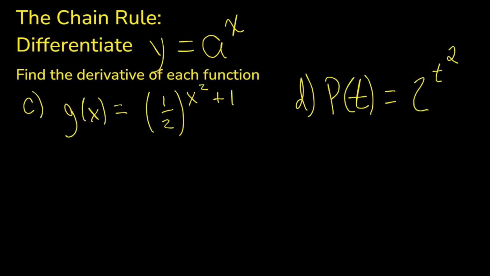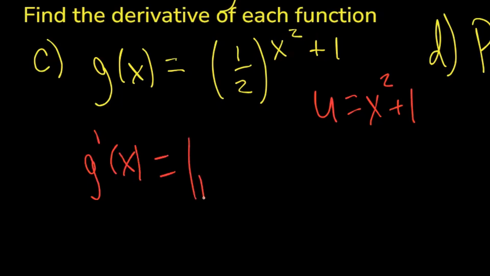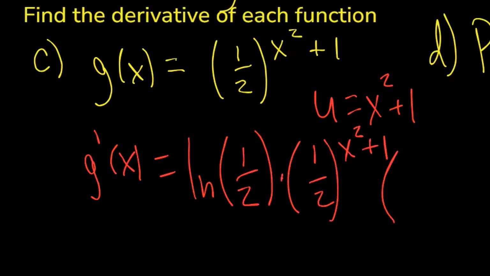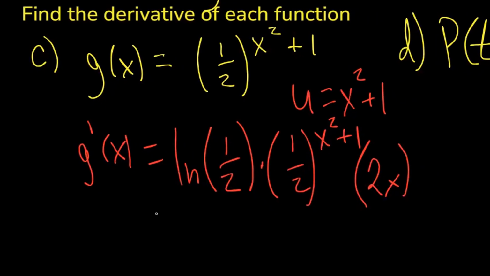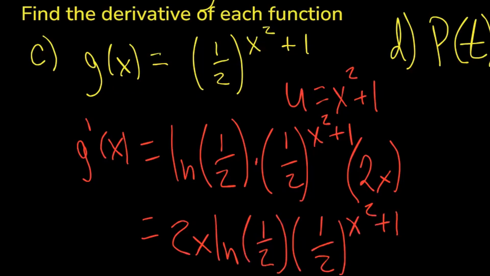A couple more examples. We have g of x is (1/2) to the x squared plus 1. In this case, the u is x squared plus 1. And g prime is going to be natural log of the base, so natural log 1/2, times the original function, times the derivative of the u, 2x. We could simplify this a little bit and rewrite it. Now, in this case, none of the halves will cancel with that 2x, and none of them will multiply together.